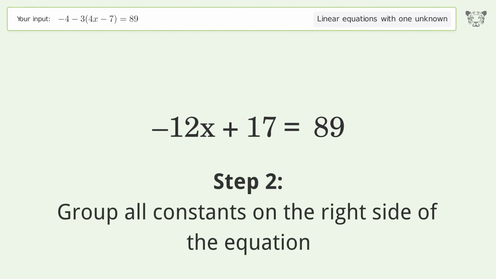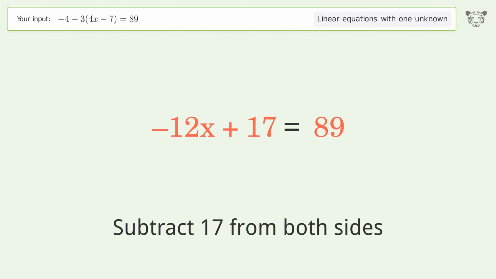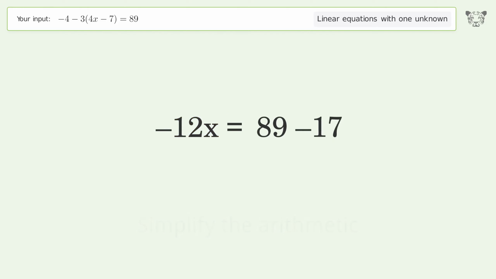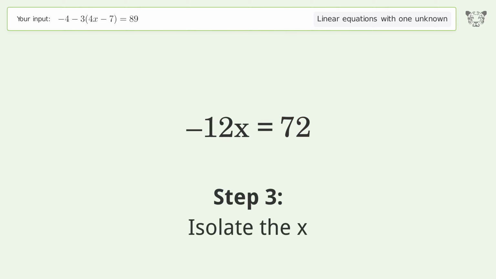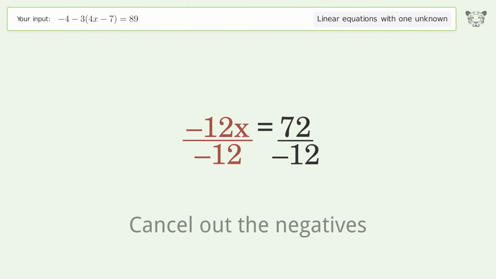Group all constants on the right side of the equation. Subtract 17 from both sides. Simplify the arithmetic. Isolate the x. Divide both sides by -12. Cancel out the negatives.